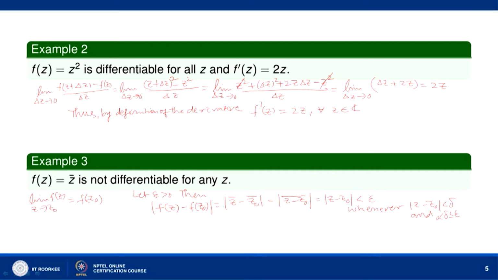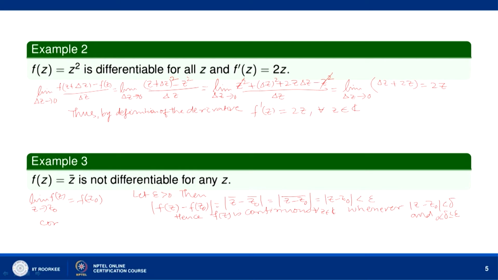So, suppose epsilon is greater than 0, then you can take any delta which is positive, but less than or equal to epsilon. We shall always have mod of f z minus f z naught less than epsilon, because mod of z minus z naught is less than delta and delta is less than or equal to epsilon. So, function f z is continuous at any z naught. Hence f z is continuous for all z. Okay, now let us show that it is not differentiable.